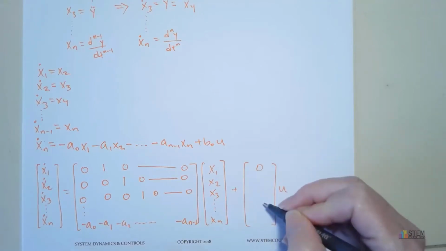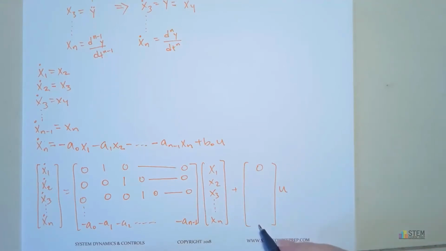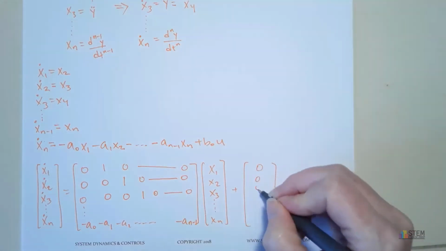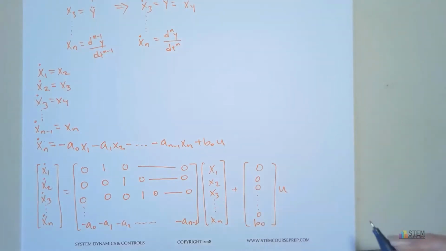And I forgot all these. If you look, these are all going to be 0 until you get to this last one, because there are no u terms up here, only in this last one. So all of these are zeros except for the last one, which will be b0. Okay, so now we've got our state space representation, and we already know our output is y. So if you wanted to write your output equation, you want to get x1 out. All right, guys, let's stop this one here, and we'll pick up the rest in the next video with an example.